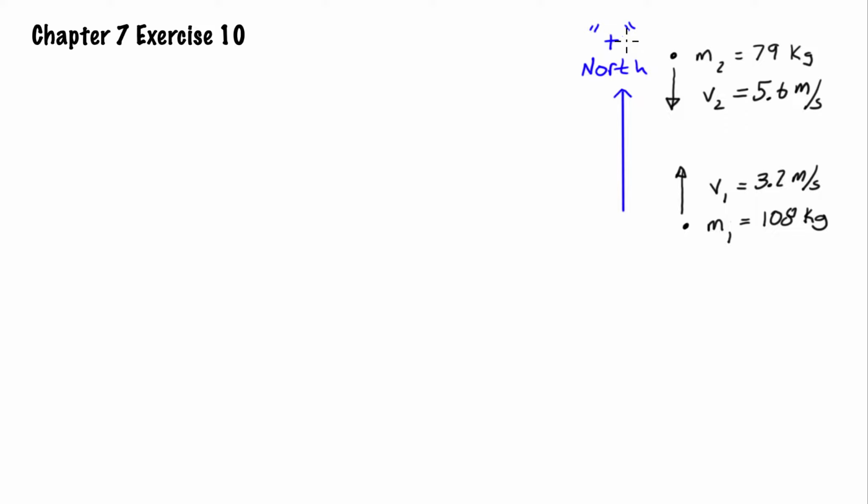So the first part of the question asks us to calculate the initial momentum of each of the football players. So that's a pretty straightforward thing. Momentum is equal to mass times velocity. So if you want to find the momentum of the first football player, you take his mass, multiply by his velocity. So you're going to have 108 times 3.2 meters per second, and I get 346. And the units for momentum are just kilograms for mass times meters per second.